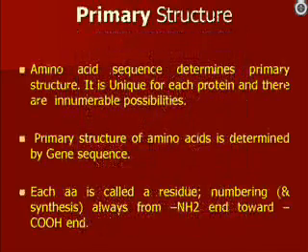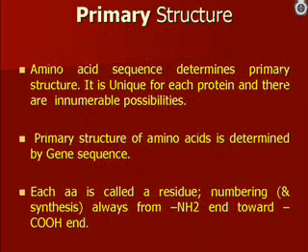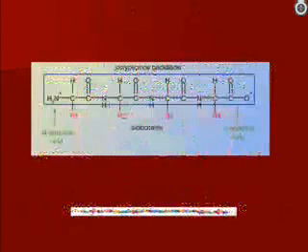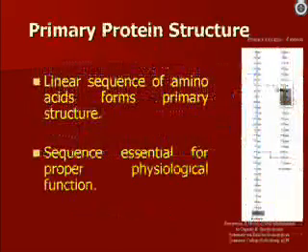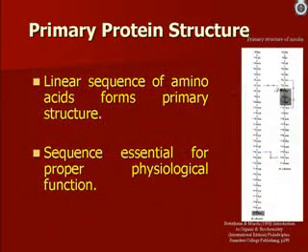Primary structure is the one which tells you about the sequence of the amino acids, and sequence is essential for the proper physiological function. Another importance of the primary structure is that it tells you the evolutionary history of the proteins also. Two proteins having a similar sequence suggests that they have originated from a common ancestor. Now, the sequence also plays an important role in physiological or biological activity.